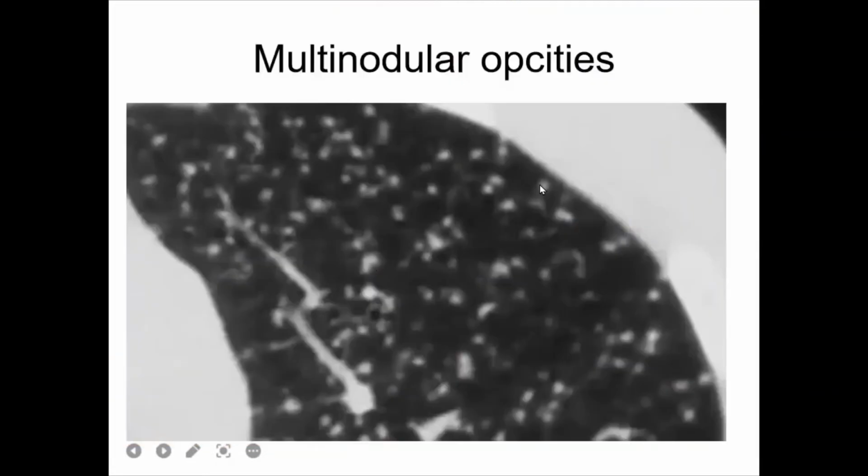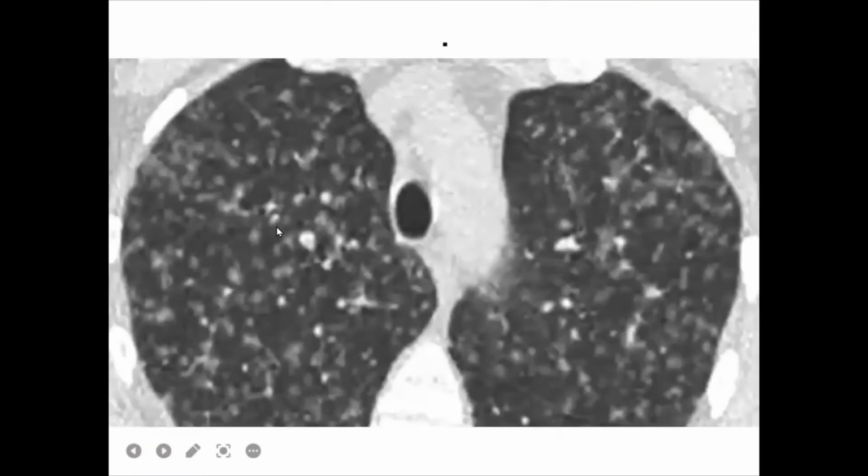Now another important pattern is the nodular pattern. Here you can see multiple nodules distributed all over the lung fields. Here is another slide of the same pattern. Here you can see multiple nodules scattered all over the lung field, most commonly seen in miliary tuberculosis.